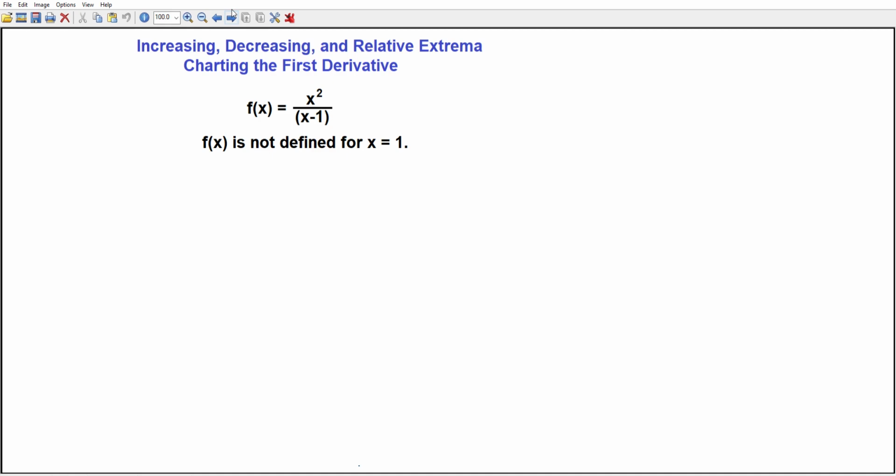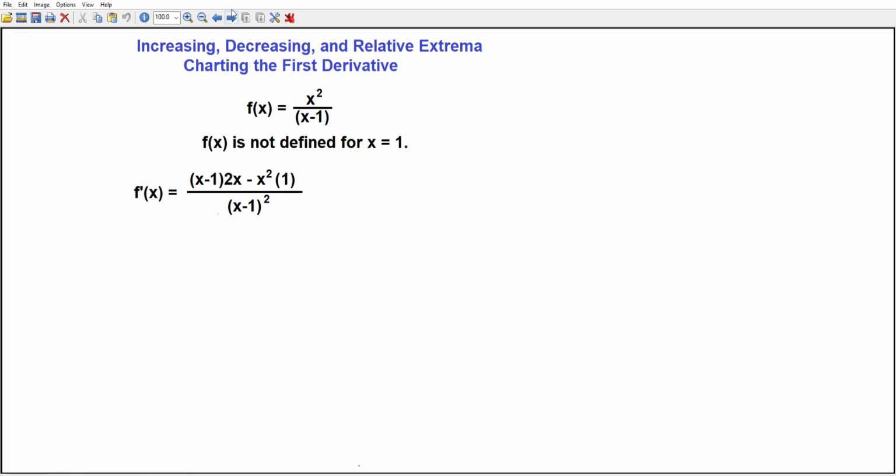We begin by calculating the derivative of f of x, and we use the quotient rule. So f prime of x is the denominator, x minus 1, times the derivative of the numerator, 2x, minus the numerator, x squared, times the derivative of the denominator, 1, over the denominator, x minus 1 squared.